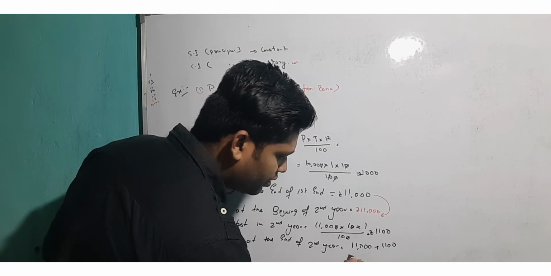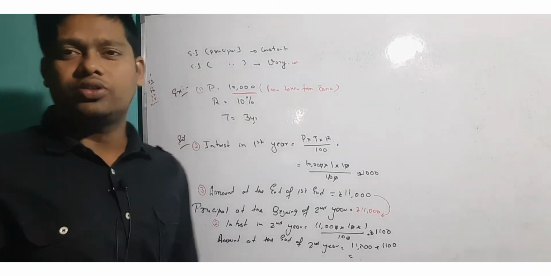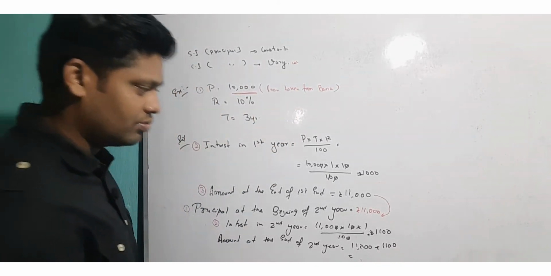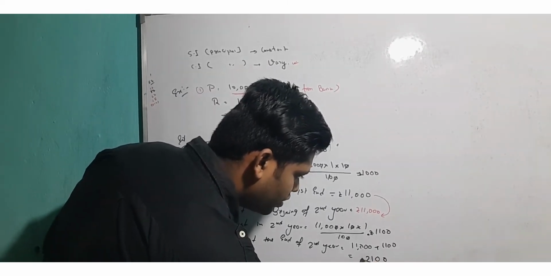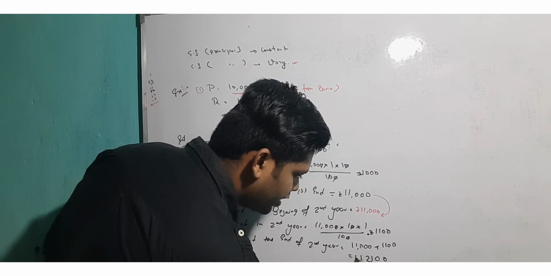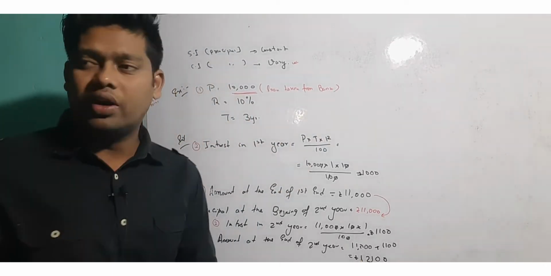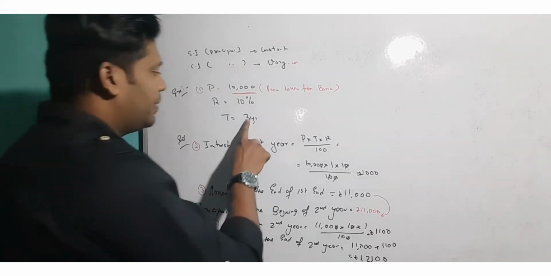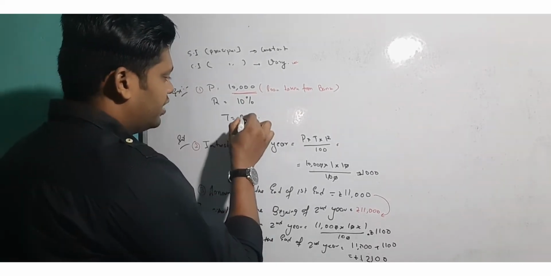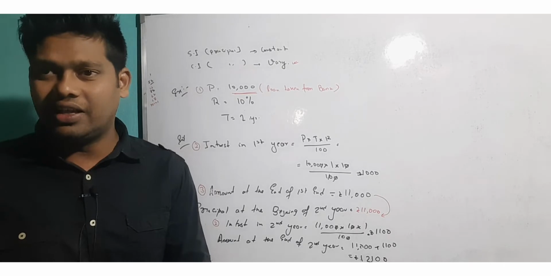0, 0. How much will it be? Will add up to how much? 0, 0, here it will be 1, here 2, 12,100, na? 12,000 and 100 is the amount at the end of second year. Okay, do one thing, you keep it for second year only. Second year, clear? Up to here it's clear, everything is clear.